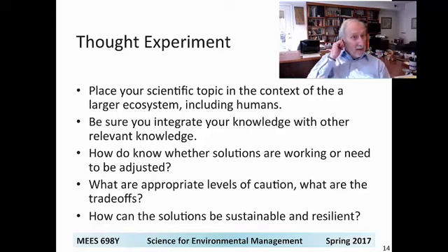How can we adapt our approaches, making sure we're making measurements and using those in a way to correct our approach as we go down the road? What are the appropriate levels of caution? What are the trade-offs of being highly overcautious, if you will? And how can the solutions be sustainable and resilient?